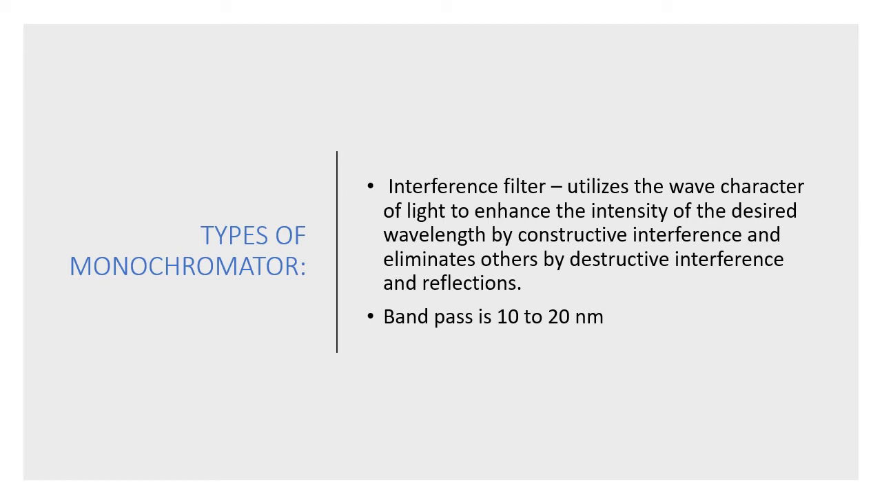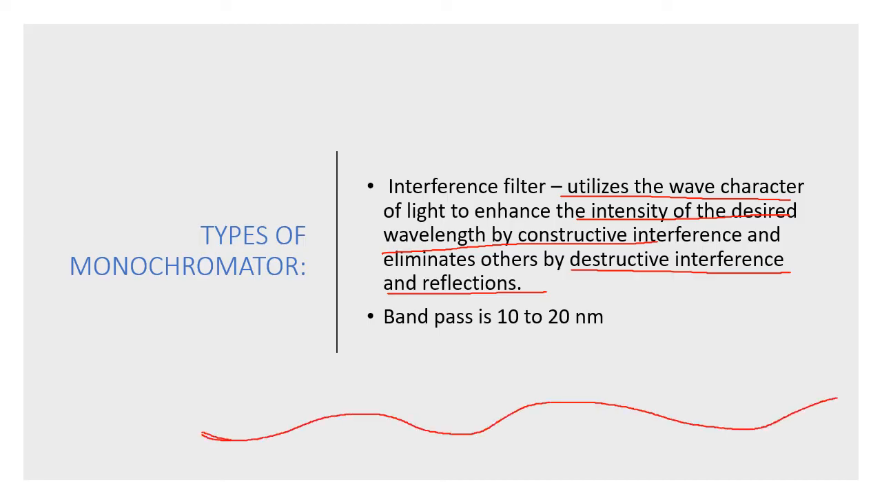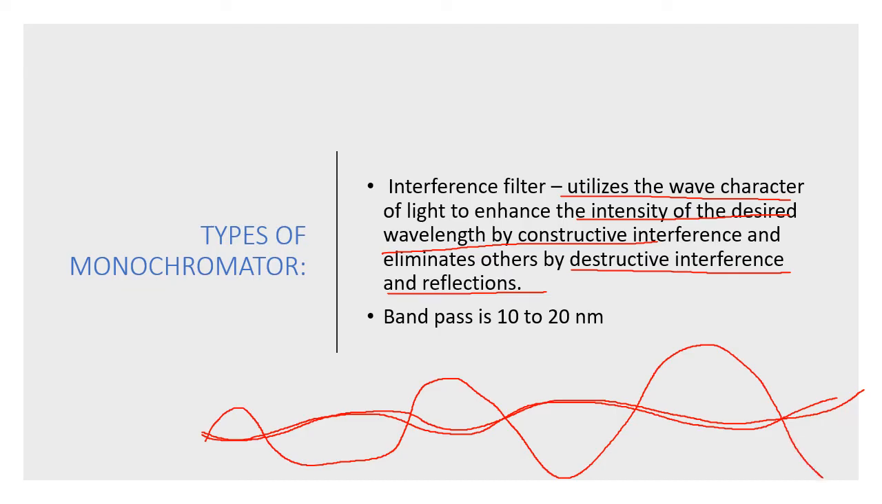You also have your interference filter, which utilizes the wave character of light to enhance the intensity of the desired wavelength by constructive interference and eliminate others by destructive interference and reflections. So, interference filter, basically yung wavelength na ganyan, it's going to enhance the desired wavelength and it's going to cancel out the undesired wavelengths. So, tinatanggal niya yung undesired wavelengths para makuha natin yung desired natin na wavelength. Okay?